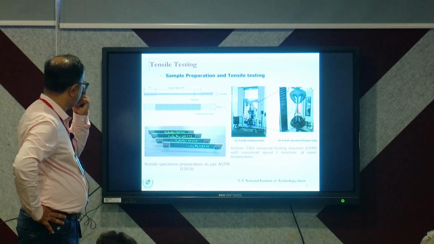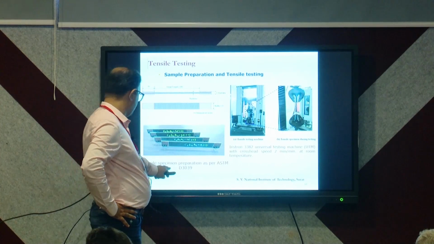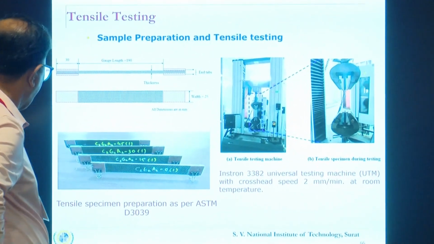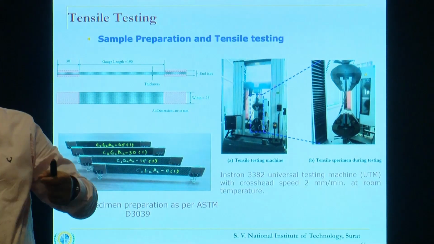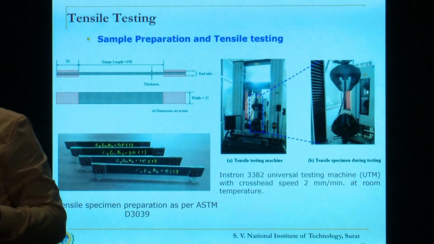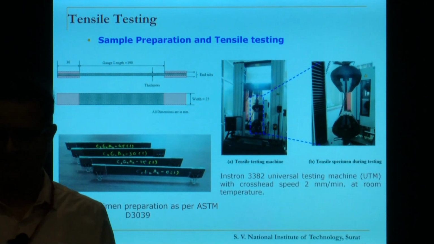So these were samples for tensile testing. We used the ASTM D3039 standard, and as per that standard you need to put certain end tabs. As per the standard, either those tabs have to be made from the parent material, the fabric that we are using, or it has to be an emery paper.